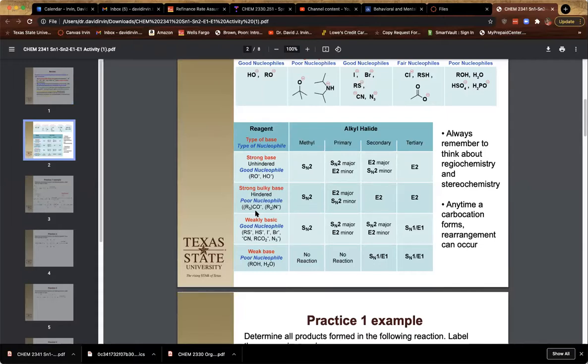I want you to work through the system together and say, okay, where are the charges? What's the nucleophile? Is it good? Is it a good base, bad base? What's the substrate? Is it primary, secondary, or tertiary? Okay, so that's the important part.